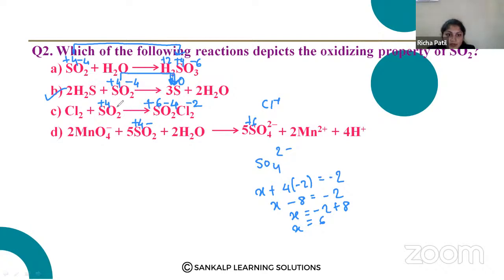So what is asked? Which of the reactions is depicting the oxidizing property? Okay, so SO2, what is it doing? It is a good oxidizing agent. What do you mean by oxidizing agent? It oxidizes other and itself undergoes reduction. So reduction means what? Decrease in oxidation number. So the correct answer is the second one, B. Next.